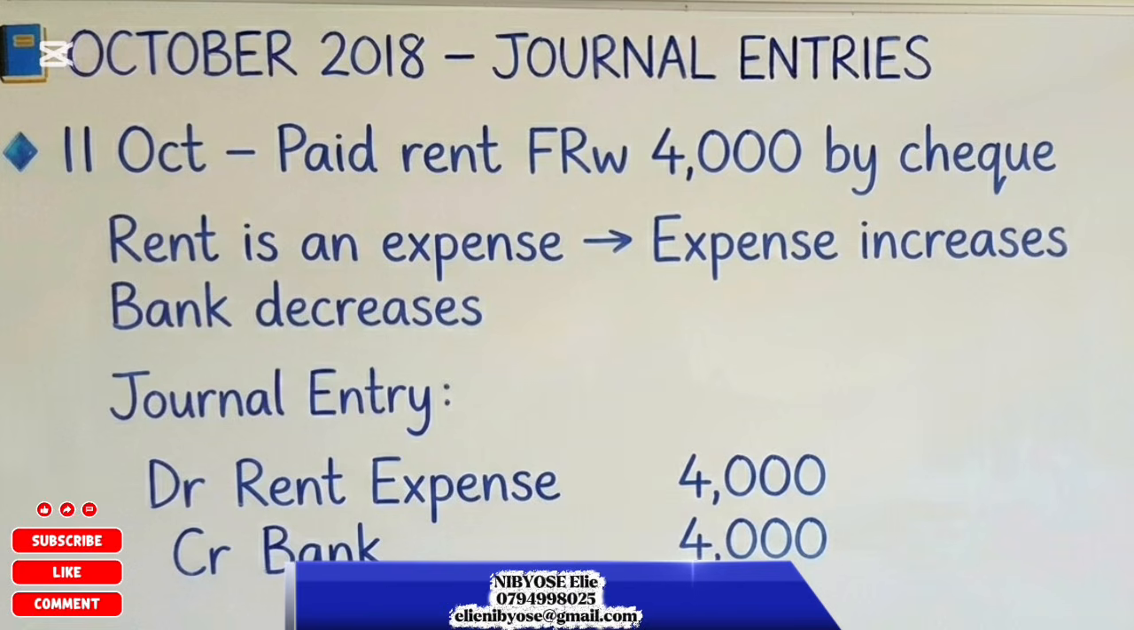It means here we are going to debit rent expense by 4,000, and also we credit bank as an asset that is decreasing here, because we are paying rent expense by using bank. It means our bank account is reducing. So we are going to credit the bank account by 4,000 in order to obey the double entry system.